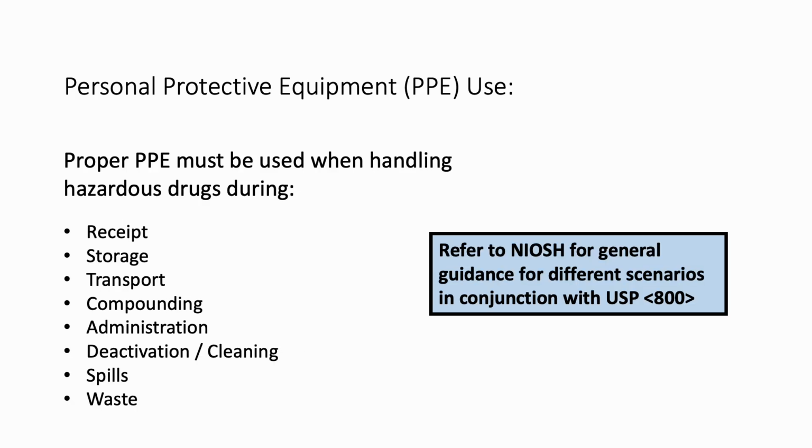And remember that USP 800 deals with not just compounding, but everything: receipt, storage, transport, compounding, administration, deactivation, cleaning, spills, and wasting. And proper PPE must be employed for every one of these steps. You can refer to NIOSH for general guidance on different types of scenarios and use this along with USP 800 to make a robust program.